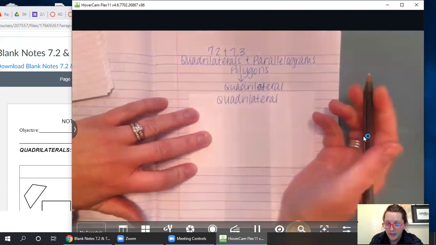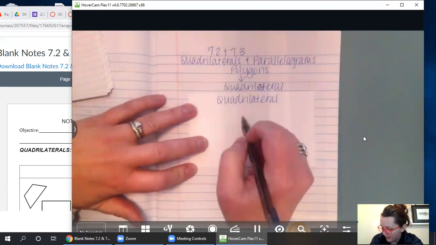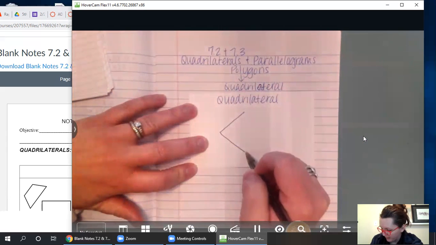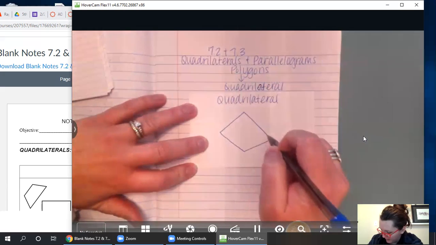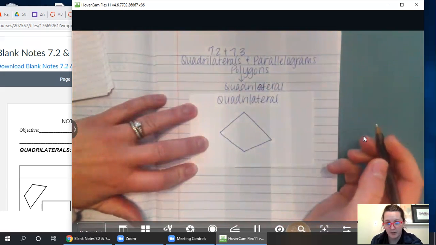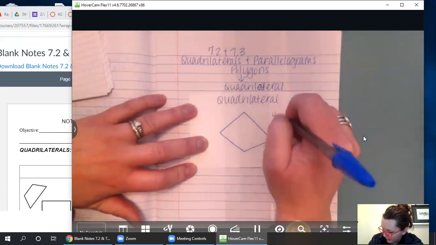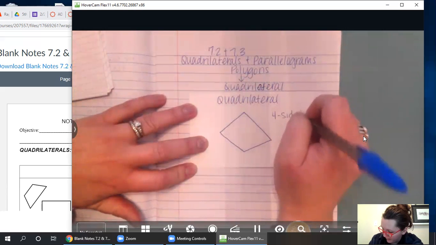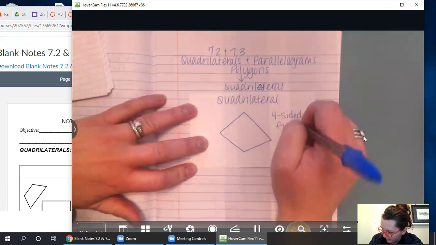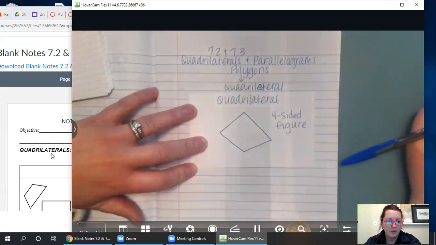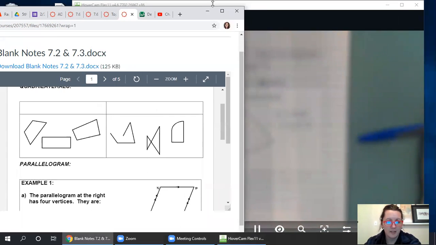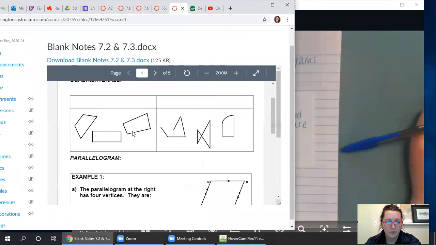And a quadrilateral is any four-sided figure. So I'm just going to draw a random four-sided figure here. Nothing special about it. Just four sides, right? So any four-sided figure is a quadrilateral. I'm just going to leave this here. And going to our notes page, you can just kind of see what a quadrilateral is.